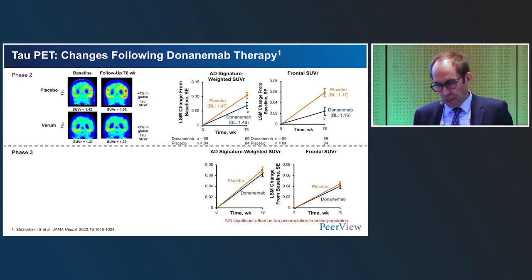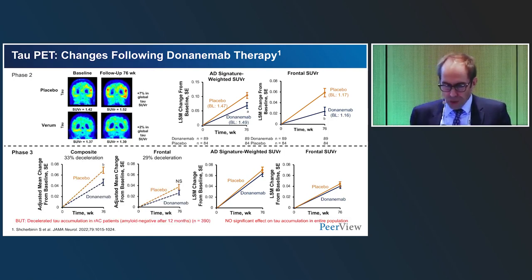Unfortunately, in the phase 3, this was no longer so clear as we can see here. There was in the entire group no significant effect on tau accumulation over time. However, very interestingly, the subgroup of patients that showed a quick response, a quick amyloid clearance, there's a considerable group of patients with rapid amyloid clearance that were amyloid negative already after 1 year of treatment, once again showed a decrease in their tau accumulation over time, and also a better clinical response. So interesting value of tau PET for following up therapy response.